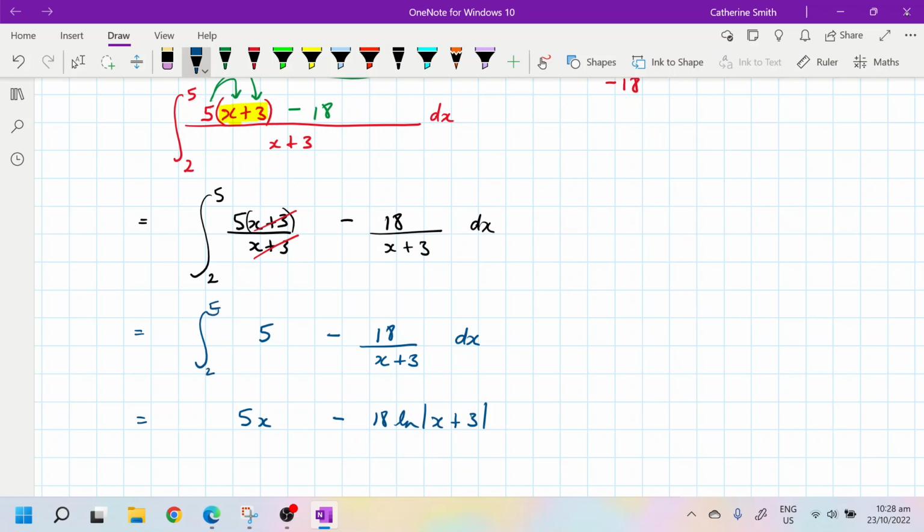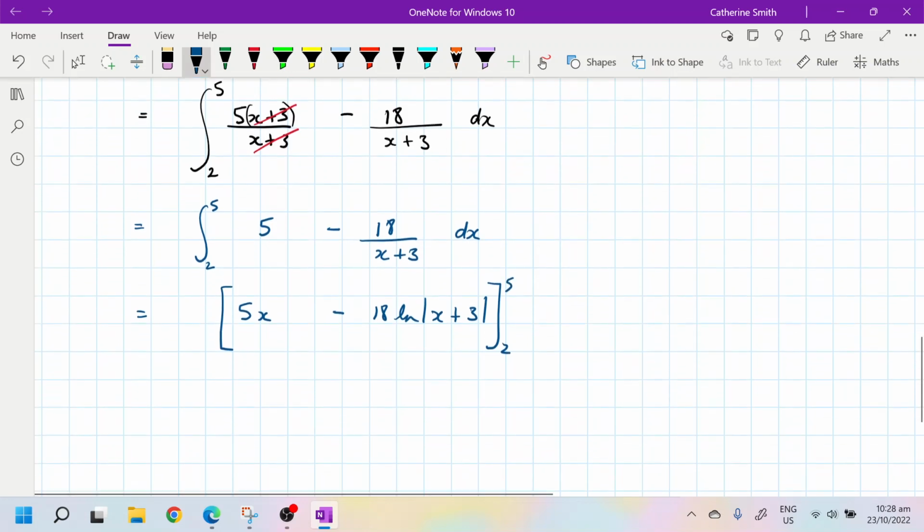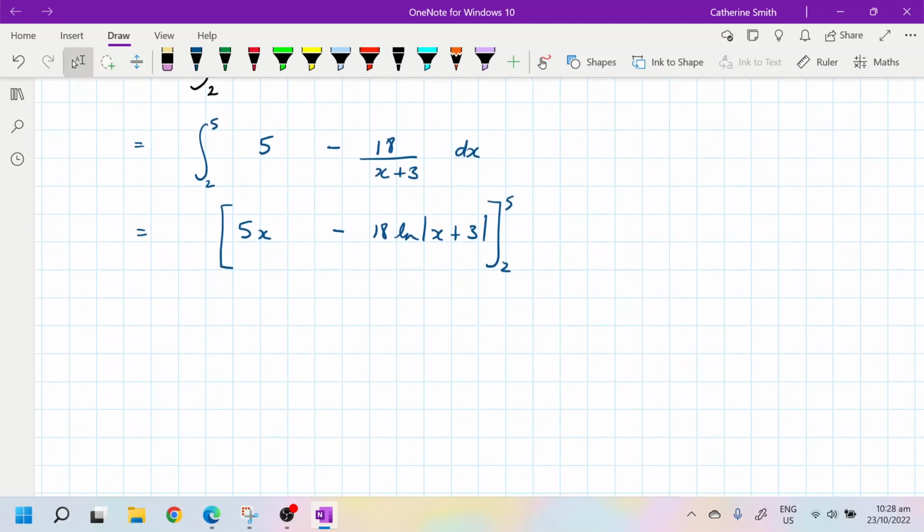So once you've done your integration, what you need to do is to draw square brackets and put the limits of the integration on there. This would be 5 times 5 is 25 minus 18 log of 8. Now do make sure you bracket that first one, because then you're going to subtract, and you've just got to be so careful about your signs, because there's a negative in the middle and you've got to be careful that you don't subtract it, because you'll end up adding it.